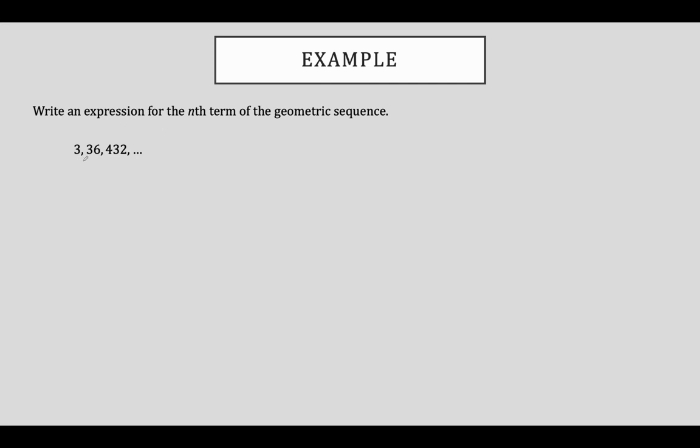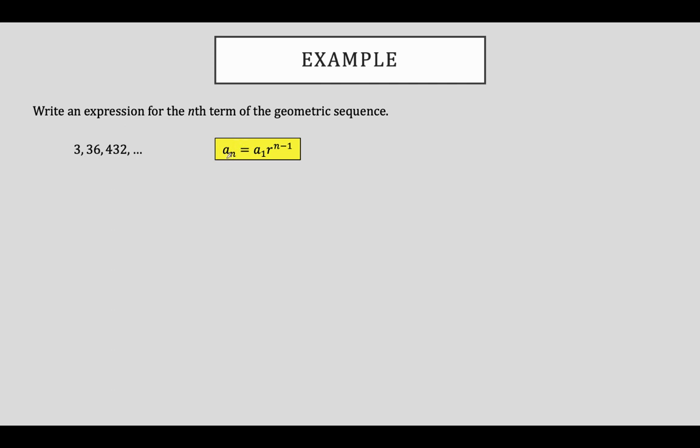Here we have the sequence 3, 36, 432, and so on. Because we are writing an equation for the nth term of a geometric sequence, we need to use the proper formula. A geometric sequence can always be expressed as a subscript n equals a1 r raised to the n minus 1. Now, to complete this expression, we need to know a1 and we need to know r. Those are the values that we need to substitute. Again, n is your variable that we plug in for. We want to keep those n's.